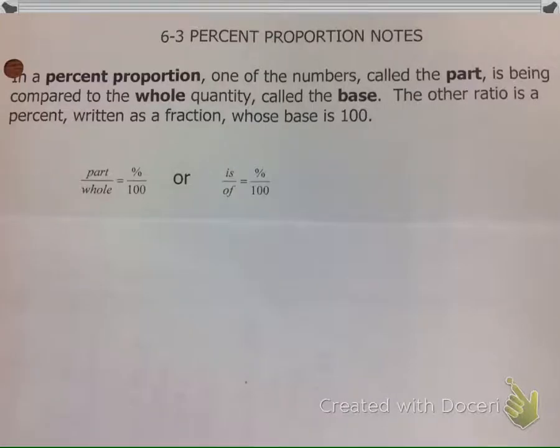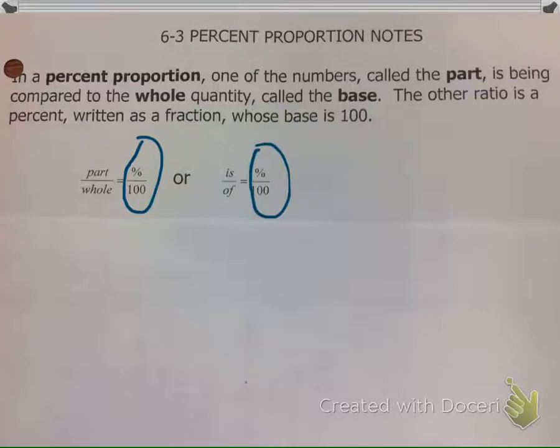A percent proportion is when one of the numbers, which is called the part, is being compared to the whole quantity called the base. The other ratio is a percent written as a fraction. The base is 100. All of your percents, as we've been talking about, percent is always out of 100. So your percent, that part of your proportion, will be over 100. If you look here, that is your percent over 100.